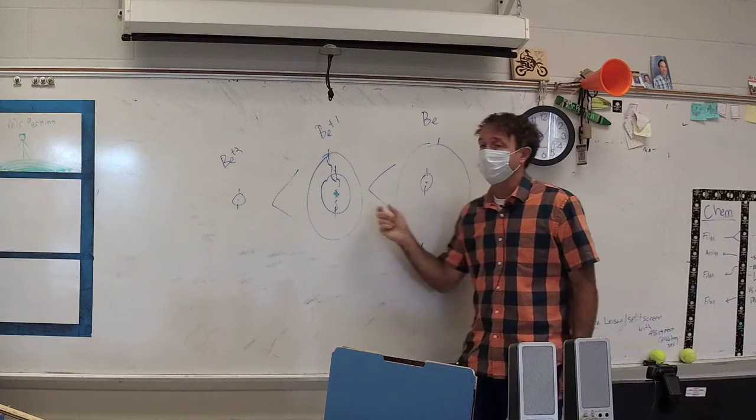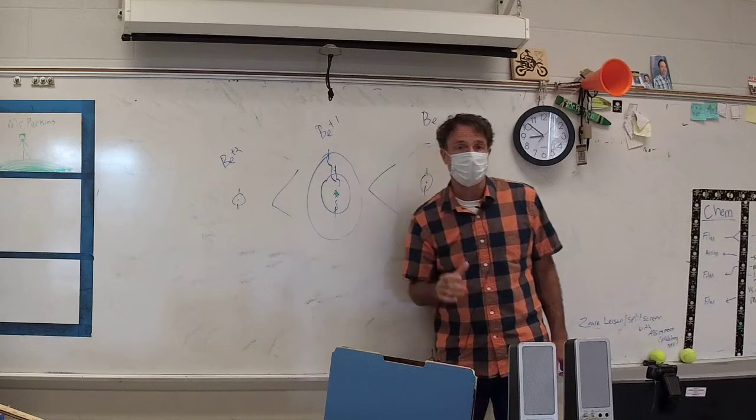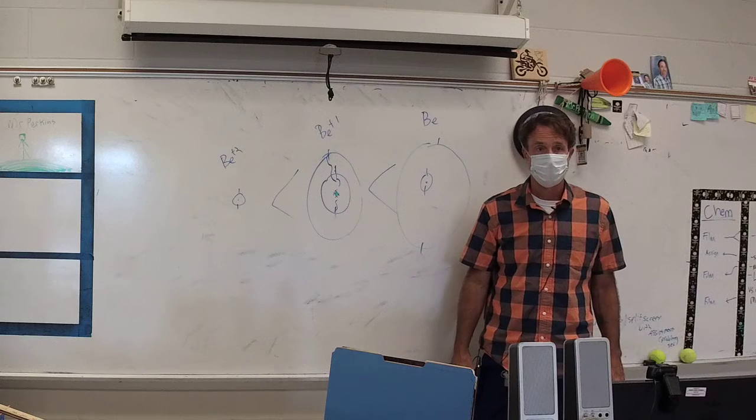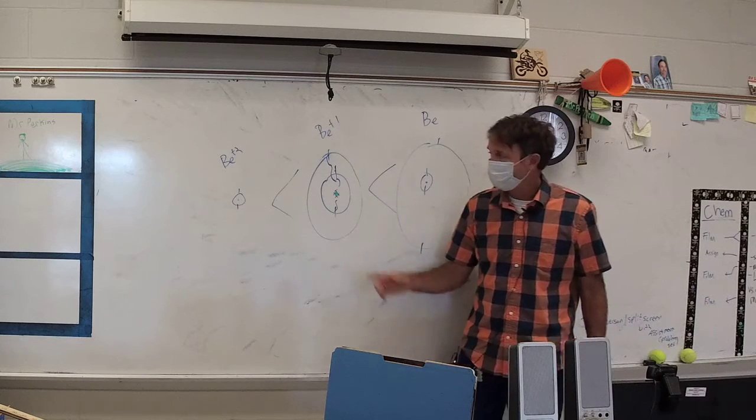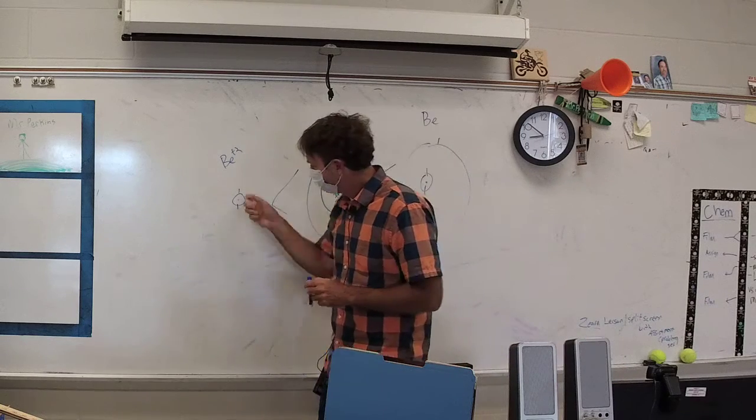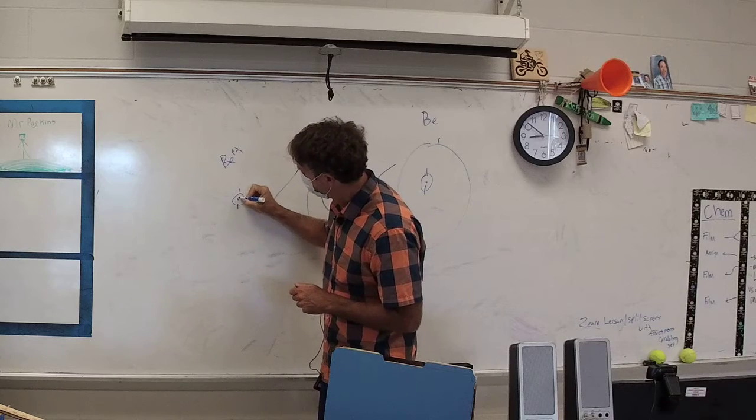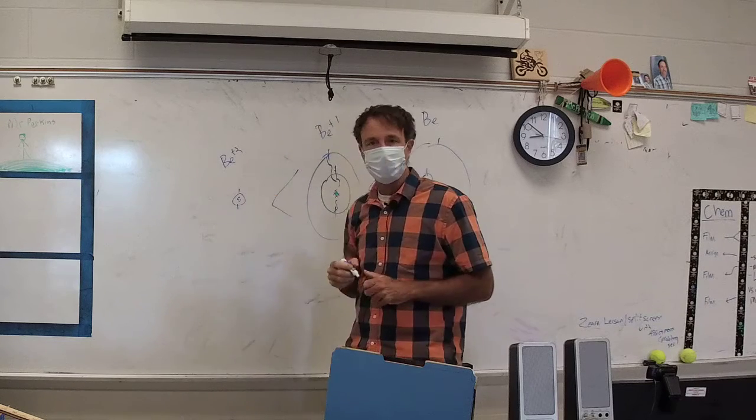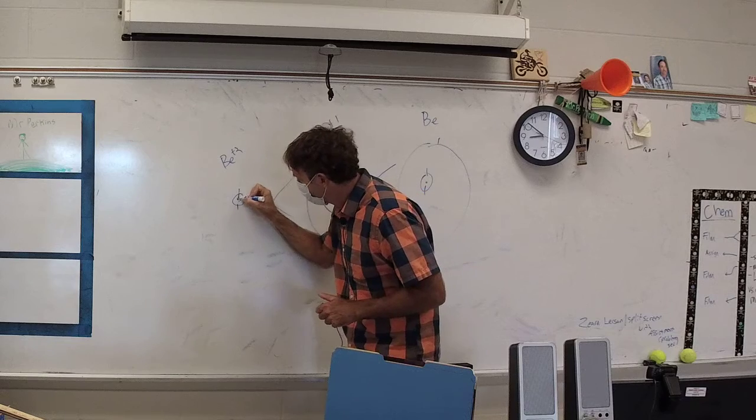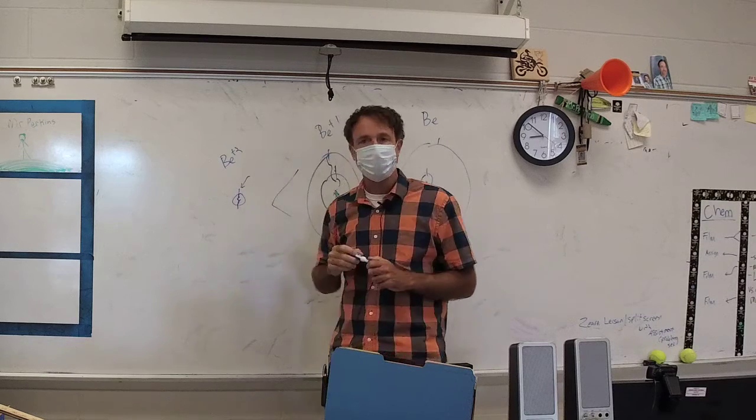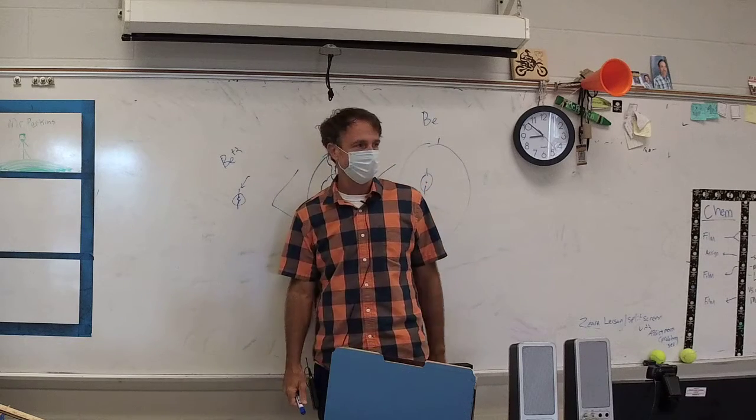Which of these three would be the hardest to take an electron from? What do you think, Sullivan? That's right, beryllium plus 2. You know why? There's 4 protons in here. 1, 2, 3, 4. There's only 2 electrons, and look how close they are. You're not getting those. You're not getting those electrons.